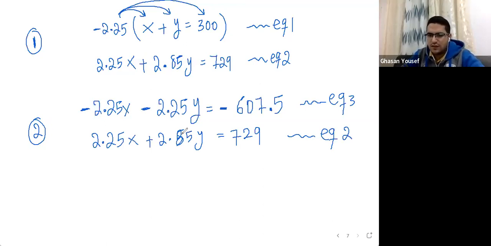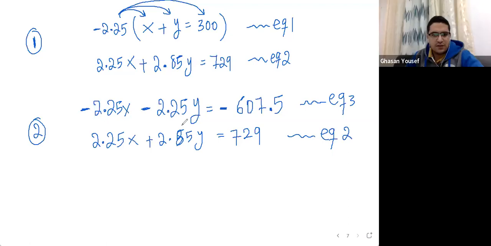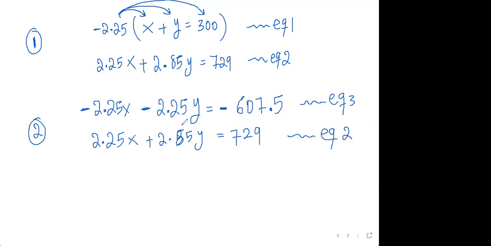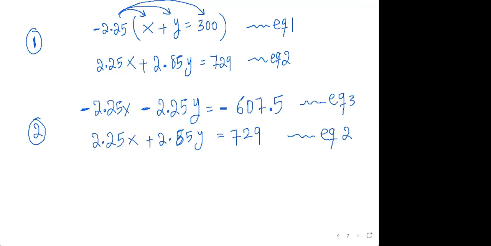It's not 675. Are you sure? It's not 5. 300 times 2.25 is not 6 points. Let me check. 300 times 2.25, 607.5. This is correct. Something wrong here? 607.5. Is it correct when we multiply this by 300? Yeah, probably I made a mistake when multiplying.